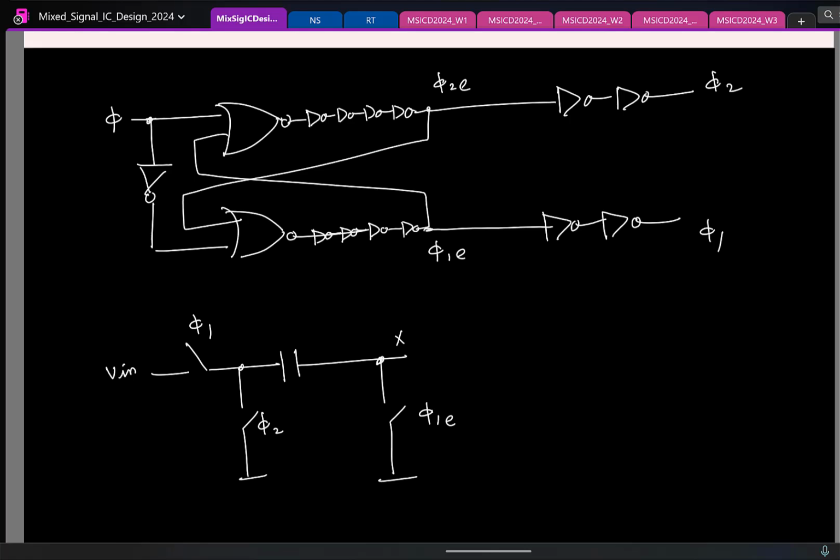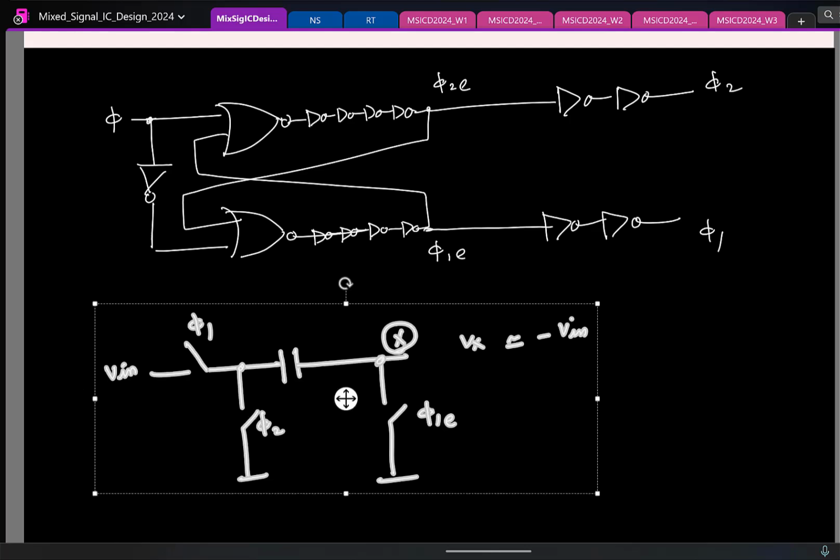So in one phase we are doing this sampling. In the other phase we ground this and look at the total voltage at the node X, and this was approximately minus V. So now you have this. Now we can go and do any processing on the sampled data. So let me do this.